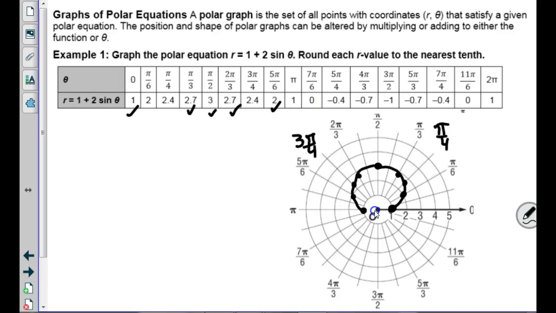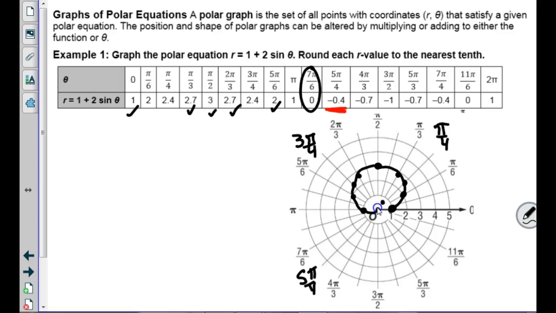7 pi over 6, oh, we're back at the origin. Okay, that's this one here. Now, it gets a little tricky. 5 pi over 4 would be here. We need to be at 0. No, we're negative. Okay, sorry, I was at the wrong spot, right here. We're going to back up 0.4, so somewhere in here.